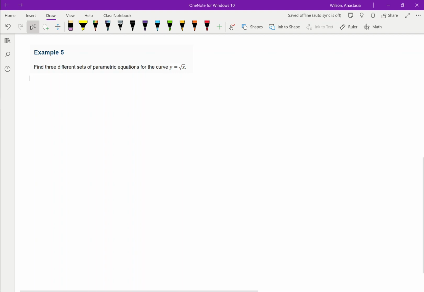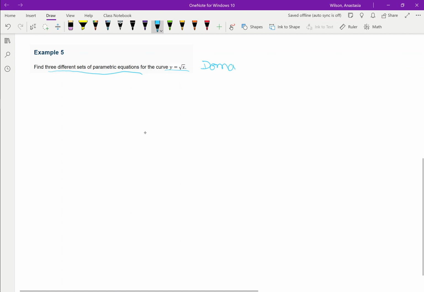So in this example, example 5, we are asked to find 3 different sets of parametric equations for the curve y equals the square root of x. So the only thing that we need to do here is make sure that our parameterizations give the entire curve for y equaling the square root of x.